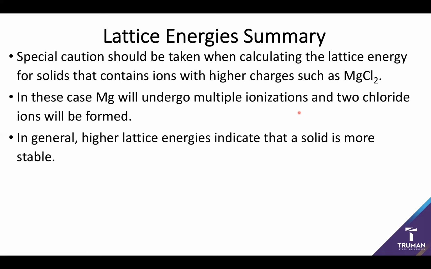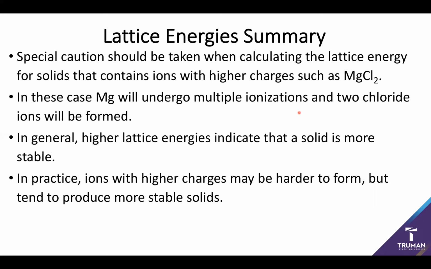Using these different lattice energies, we can indicate several cool features. First of all, higher lattice energies indicate that a solid is more stable, since we get more energy from the interactions. Generally, as ions get higher charges, it may be harder to form those ions, but if they form naturally, like calcium 2+, they tend to produce much more stable solids because there are more Coulomb interactions. There's more positive charge to reach out to neighboring negatives, and that is worth acknowledging.